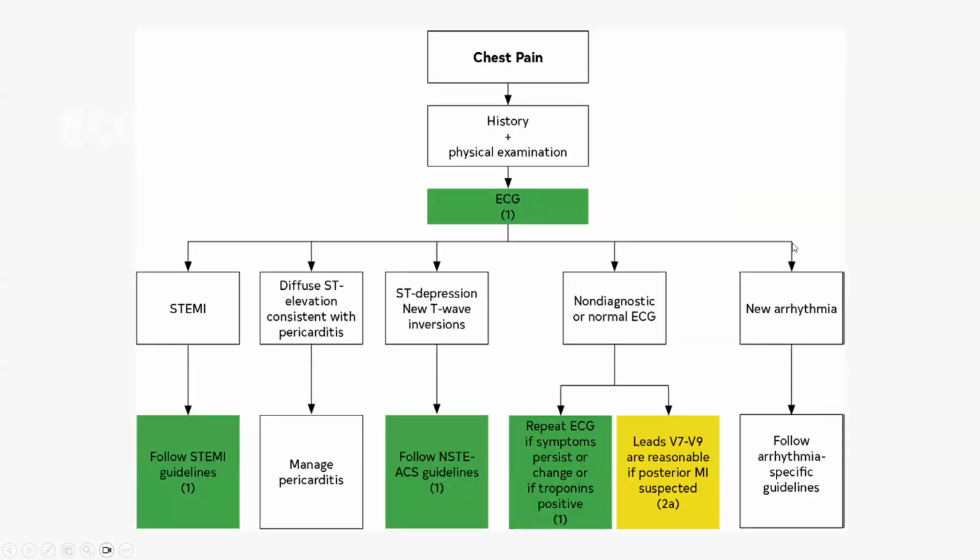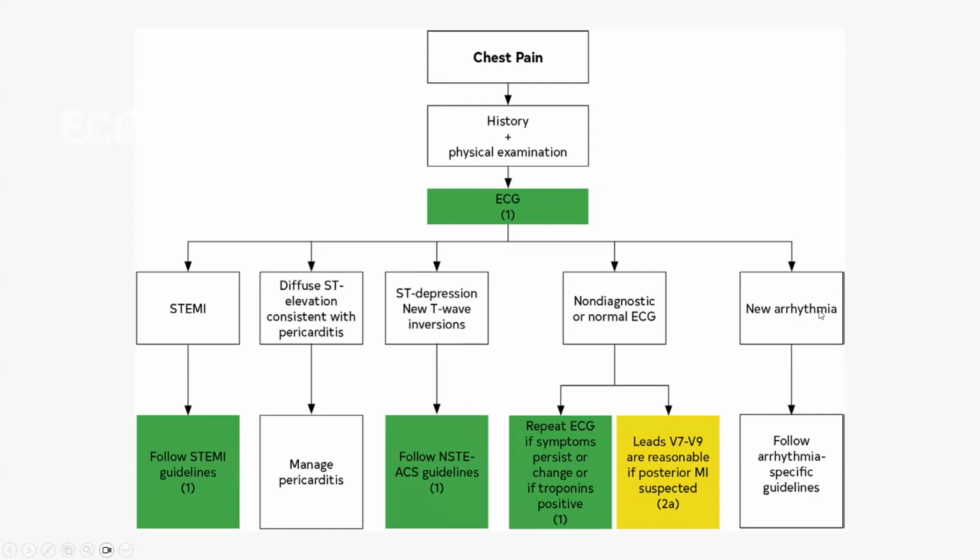Apart from the guidelines here, you get your ECG when you have this history of chest pain, and then this shows you your differential based on the ECG. Of course, STEMI, we just talked about a little bit. You can get diffuse ST elevation. If you see that across the board, that's consistent with pericarditis. ST depression and new T waves, we'll go into that in a little bit, but that can be consistent with the non-ST elevated ACS.